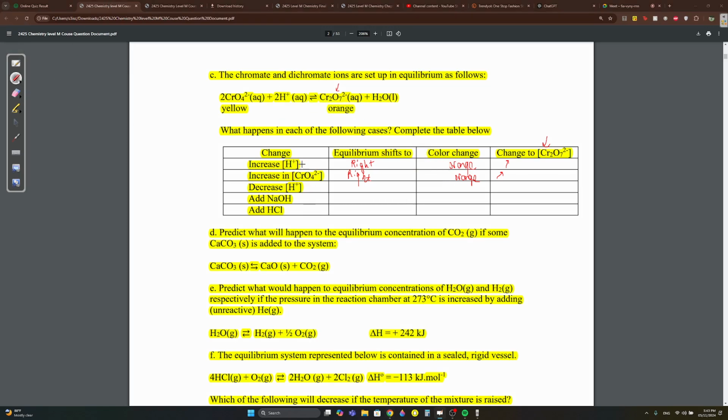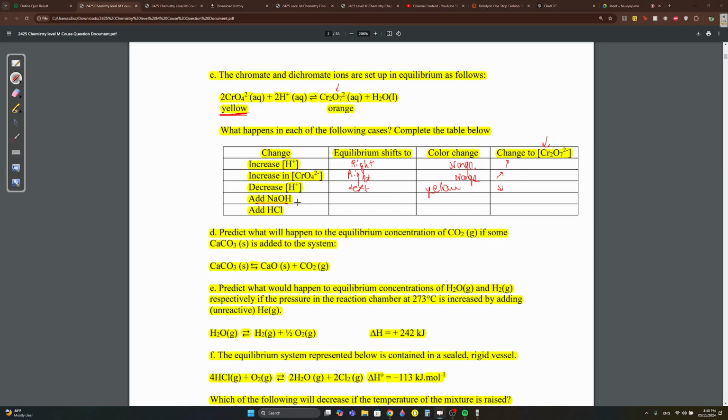A decrease in H plus is going to be the opposite of increasing H plus, so it's going to go left. It's going to be yellow because it's going to the back. Over here, yellow. And the change of Cr2O7, since you're decreasing H plus, is going to move to the left, right? So it's going to decrease Cr2O7.